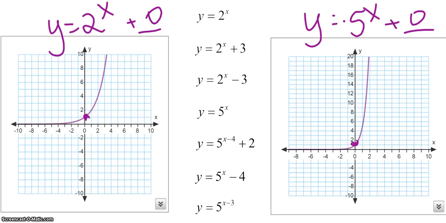Starting right here, I have y equals 2 to the x plus 3. The plus 3 is my k. So this means we're going to shift up 3. Because it's plus 3, it's on the outside, so exactly what we think. Next one is 2 to the x minus 3. This is still our k. So I'm going to go down 3.